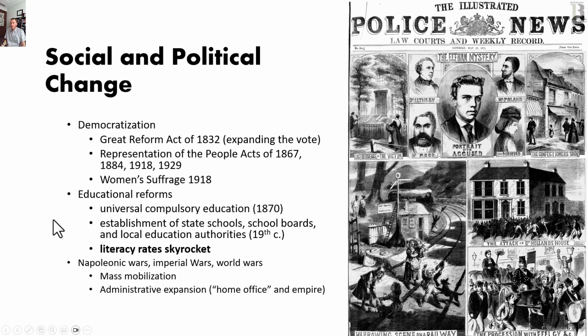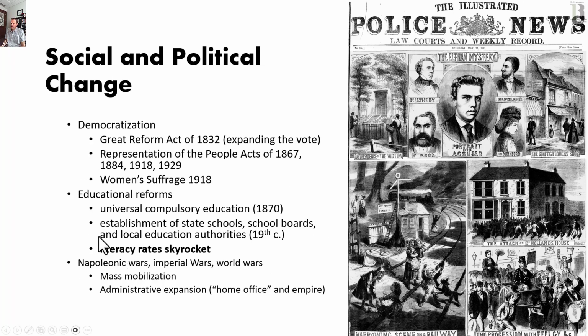At the same time, there were educational reforms. In 1870, universal compulsory education was established in England, with the establishment of state schools, school boards, and local education authorities. As a result, literacy rates skyrocketed. And so more and more people were interested in reading things like the Illustrated Police News, an incredibly successful newspaper in 19th century London. As you can see, true crime has been with us as a genre for a very long time. There's something about it that just appeals to our lizard brains.